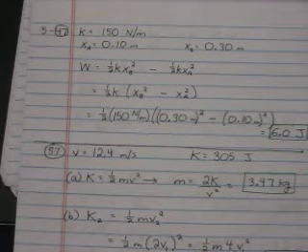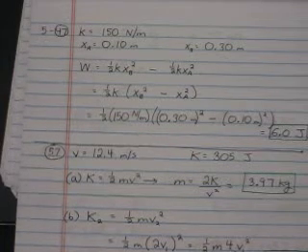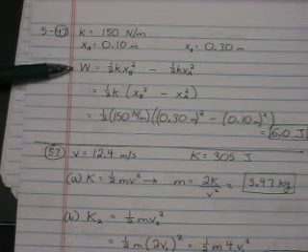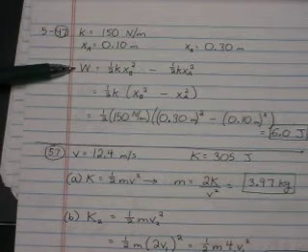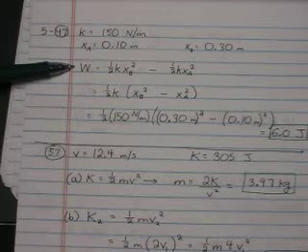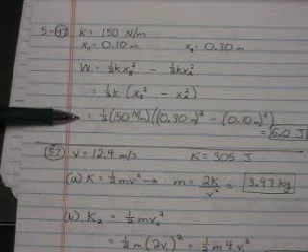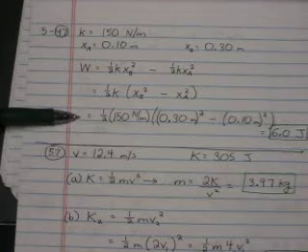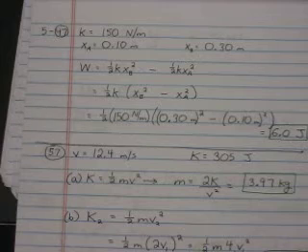Number 47, the work done in extending a spring from 0.1 meters to 0.3 meters. So the work to go from an initial position to a final position is this equation here, 1/2 kxb squared minus 1/2 kxa squared. We can factor out the 1/2 k, and then we have 1/2 times 150 newtons per meter times the difference of the two squares, 0.3 meters squared minus 0.1 meters squared. And that gives an answer of 6 joules.